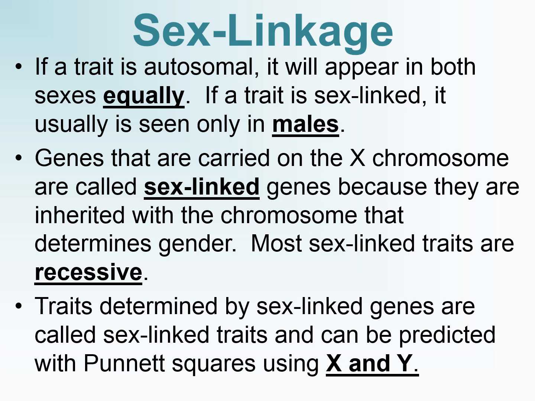Now, traits that are determined by sex-linked genes are called sex-linked traits and can be predicted with Punnett squares using the X and the Y. So when you're trying to figure out Punnett squares for sex-linked disorders, not only are you going to determine what alleles the offspring are going to inherit, but you also have to account for the sex as well.